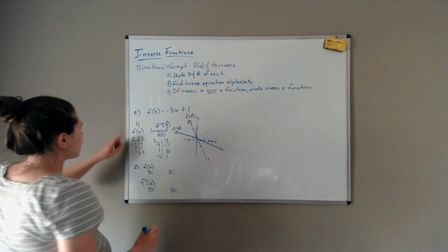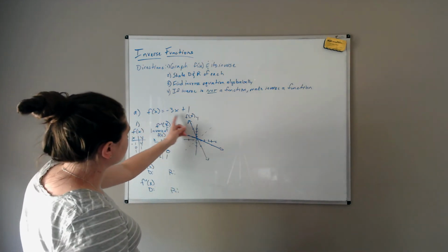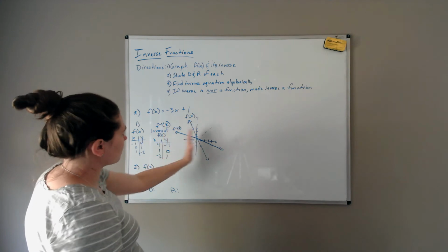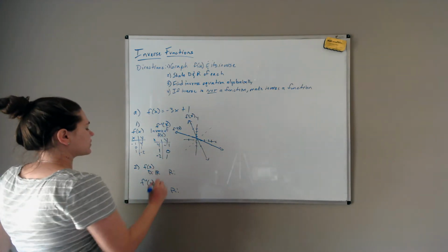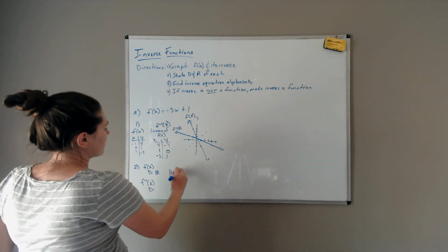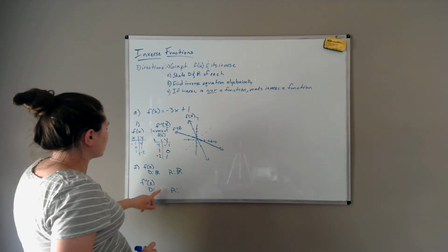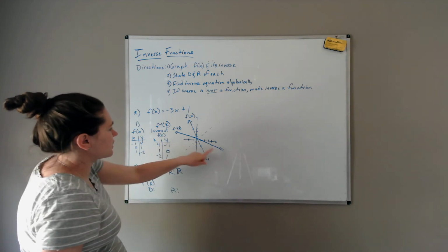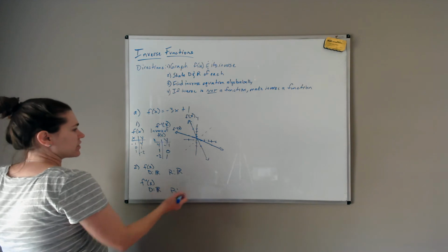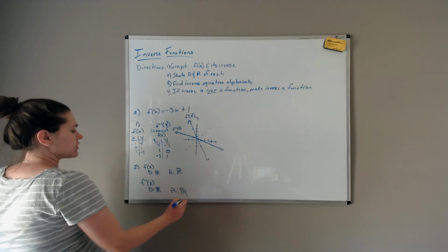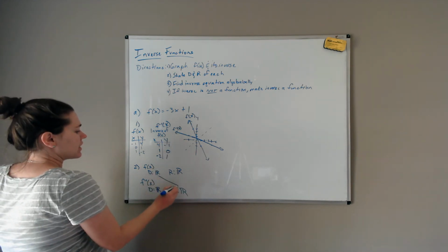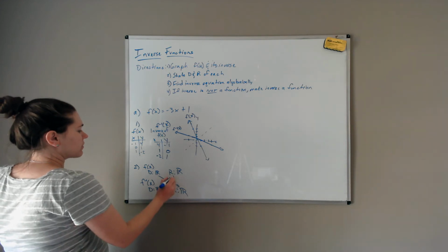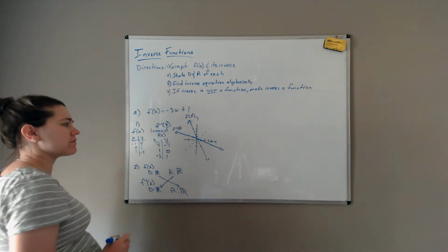So the domain of f of x is, we can see, spans all the way left, all the way right. Domain is all real numbers, and the range is all real numbers. Okay. The domain of the inverse, okay, we can see it covers everything, all real numbers, and the range goes up and down, all real numbers. Now, remember, whatever the domain is, that's the range of the inverse. Whatever the range of f of x is, that's the domain of the inverse.